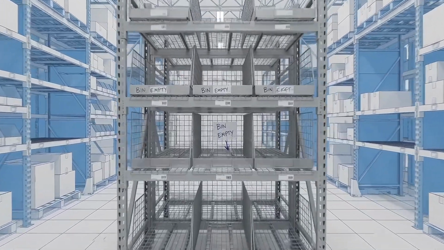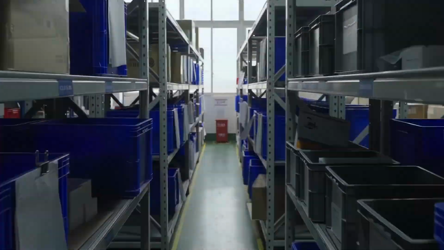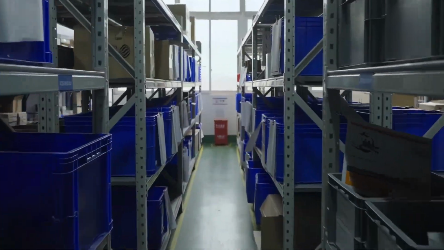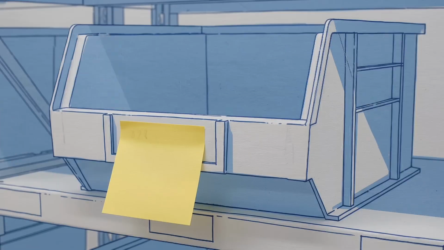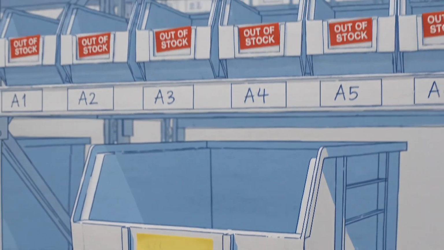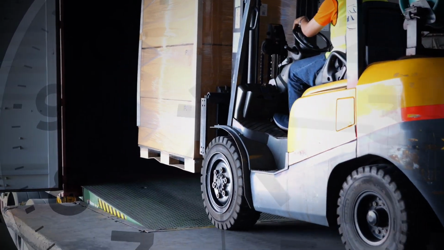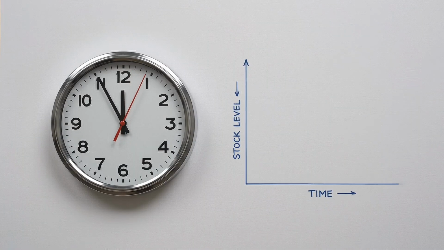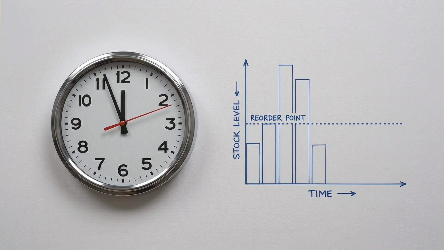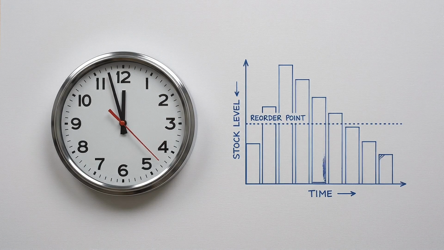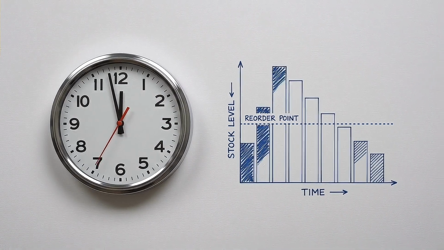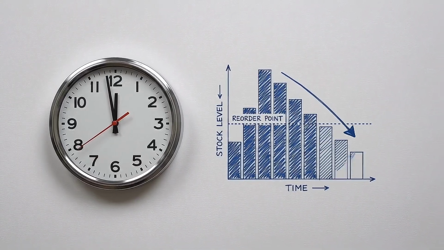Your warehouse ran out of stock last week, not because your supplier failed you, but because you placed the order 5 days too late. That is a reorder point problem, and it costs businesses thousands in missed orders and emergency freight every single month. In this video, I'm going to break down exactly what a reorder point is, how to calculate it correctly, and why getting it wrong quietly destroys your fulfillment operation.